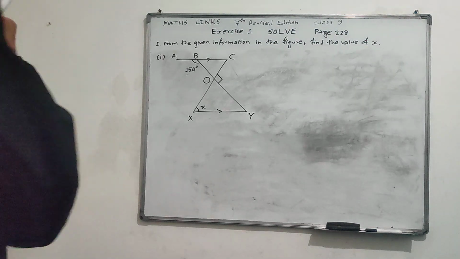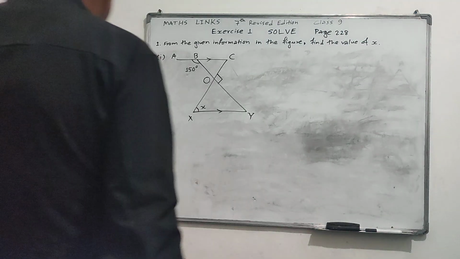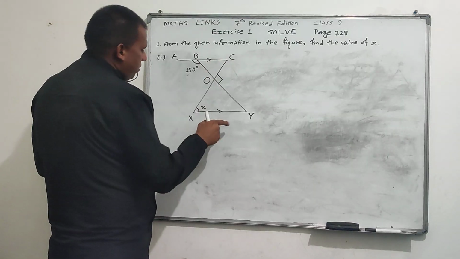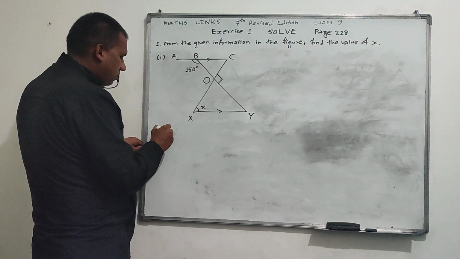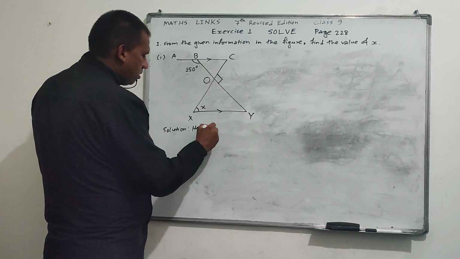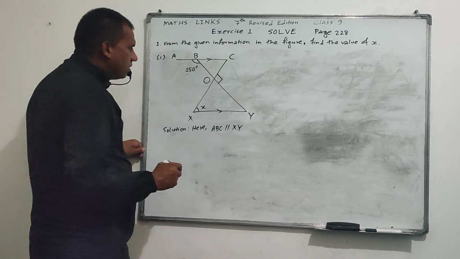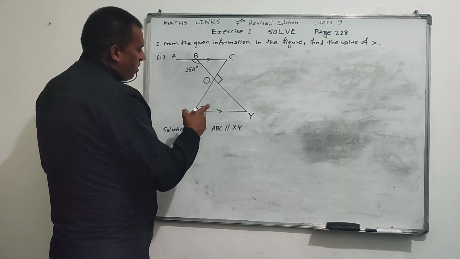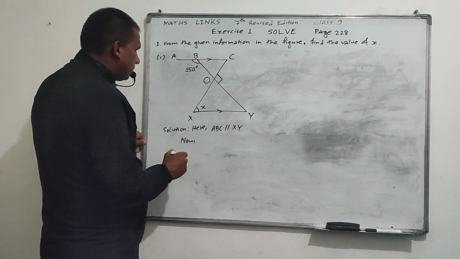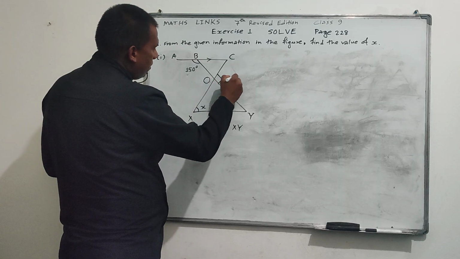Now next question 1i. In this question we have to find the value of x. Here line ABC is parallel to XY. This is given. We have to find the value of x. Now, this is a right angle, 90 degrees.